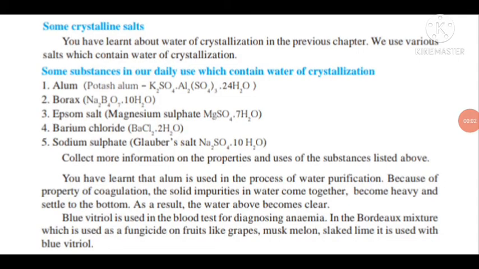Now let us study some crystalline salts. We know that some salts occur in crystalline form, and we use various salts which contain water of crystallization. Some substances in our daily use which contain water of crystallization are given here. Number 1, the alum. It is also known as potash alum. The molecular formula of alum is K2SO4.Al2(SO4)3.24H2O.